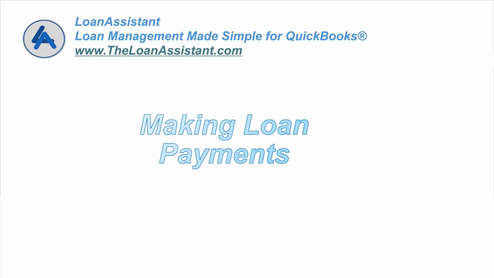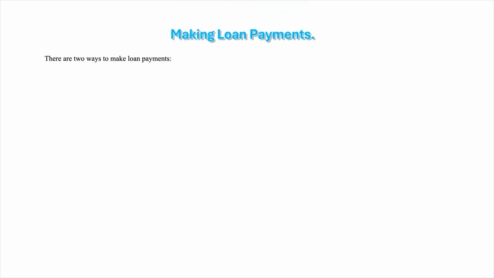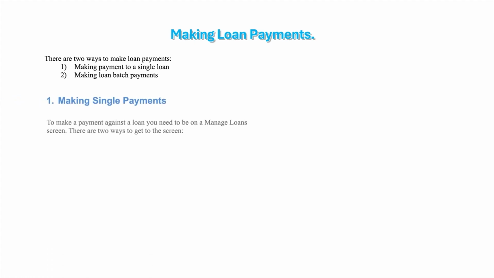Making loan payments. There are two ways to make loan payments: making a payment to a single loan, and making loan batch payments. Making single payments. To make a payment against a loan, you need to be on a Manage Loans screen.